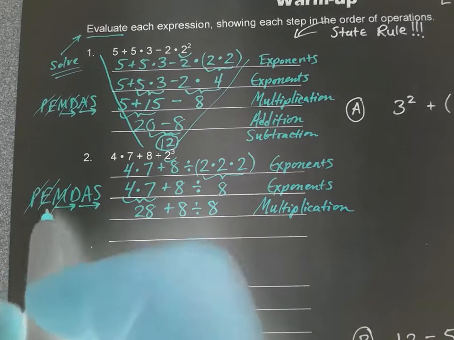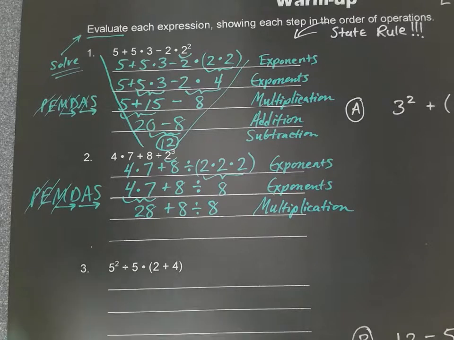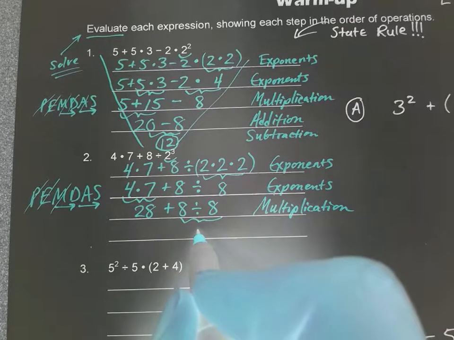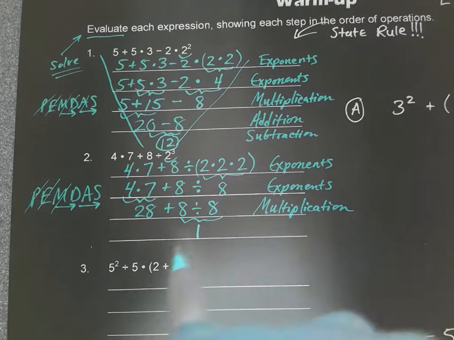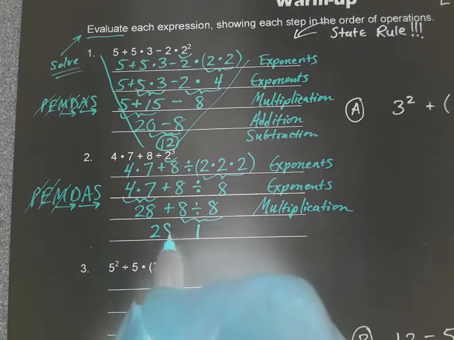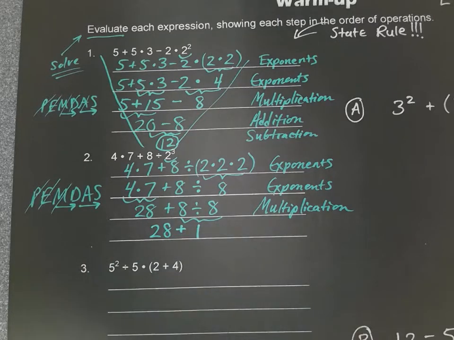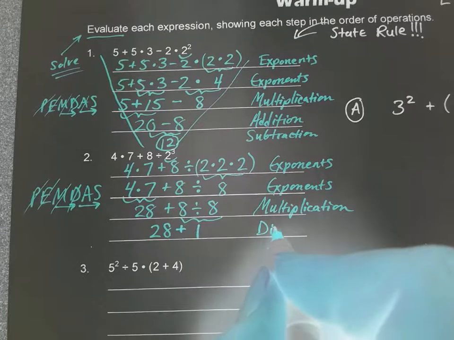Next, there's no more multiplication, but I do see a division, and it's right back here. 8 divided by 8. Well, anything divided by itself, I remember, gets me 1. And I still have this 28 out front, and don't forget that addition we haven't used yet. Division, we're set. So again, we just used this division rule. Let's write it down.